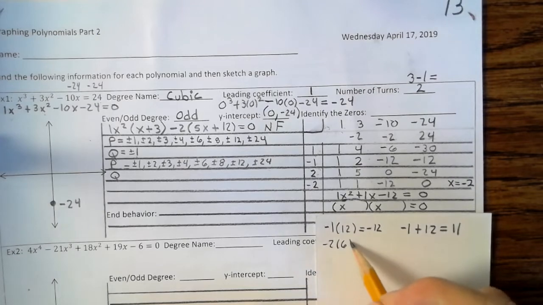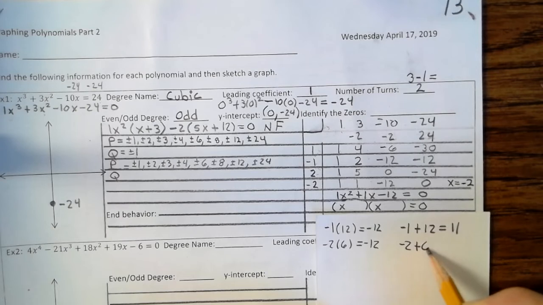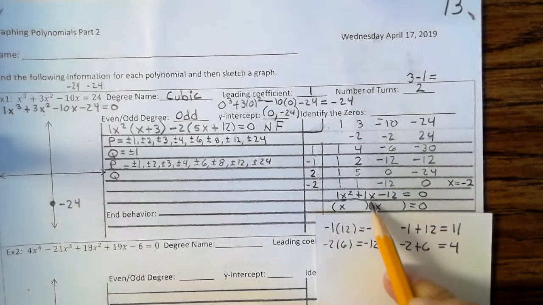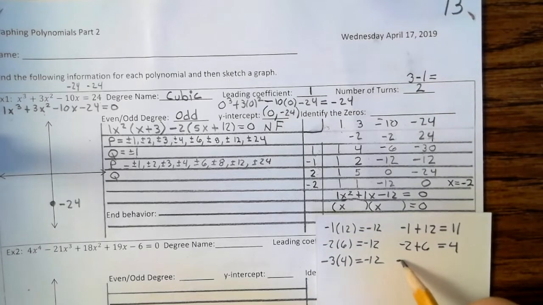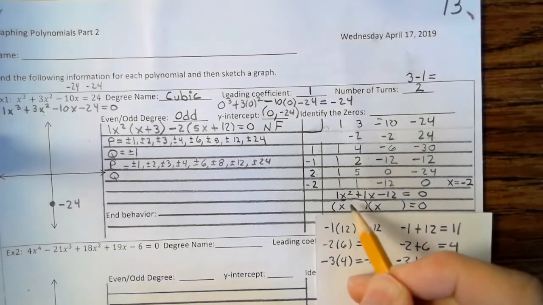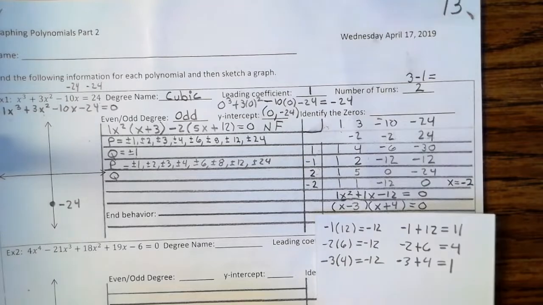-2 times 6 is -12. -2 plus 6 is 4. Didn't work, we're getting closer to 1. -3 times a positive 4 is -12. -3 plus 4 is 1. That works. So our factors are x minus 3, x plus 4.